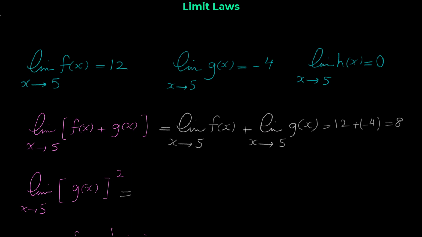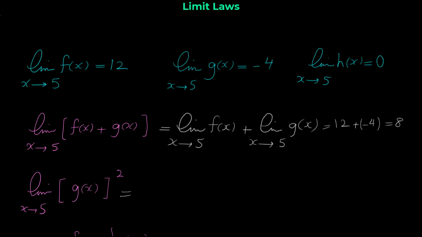The next question. What is the limit of g of x all raised to the 2 when x approaches 5? Again, maybe you think, okay, the limit of g of x is -4, so the limit of g of x to the 2 is -4 to the 2, which is 16. Yes, that's right. But it's better to write it this way. Note that g of x to the 2 is g of x times g of x.